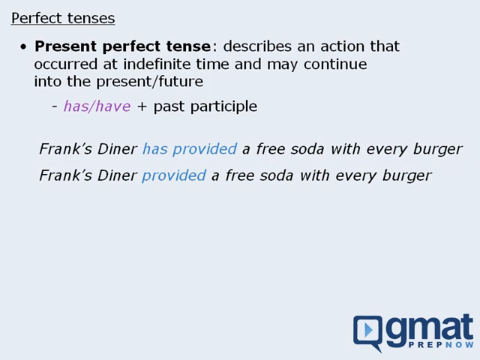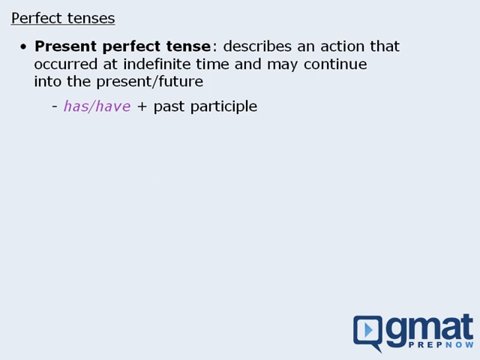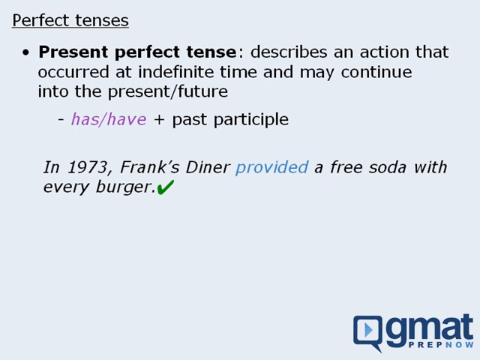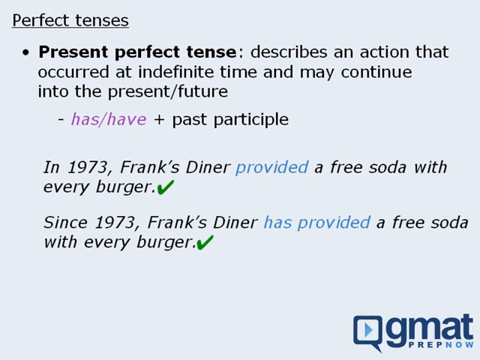Fortunately, on test day, we won't have to determine which of these sentences is correct without some kind of context to help guide us. For example, if we were told that an action occurred in 1973, then we'd use the simple past tense, as in 1973, Frank's Diner provided a free soda with every burger. Conversely, if we were told that an action has occurred ever since 1973, then we'd use the present perfect tense, as in, since 1973, Frank's Diner has provided a free soda with every burger. Okay, so that's how the present perfect tense works.